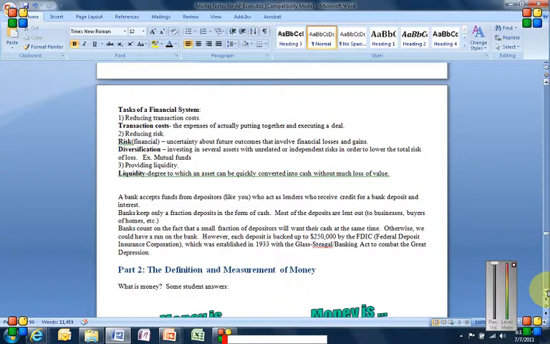Another task of the financial system is to reduce risk. Risk, particularly in this case, referring to financial risk, is uncertainty about future outcomes that involve financial losses and gains. So the system's supposed to reduce risk. It's also supposed to promote diversification, or investing in several assets with unrelated or independent risks in order to lower the total risk.